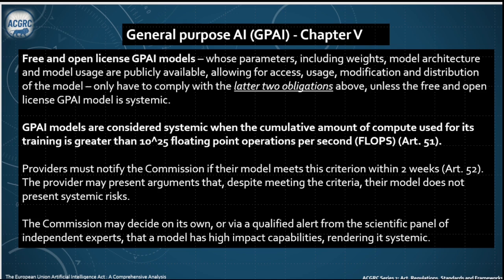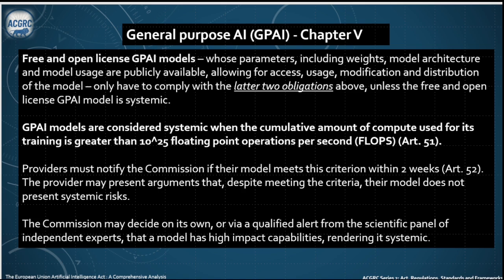Now, what's systemic? We discussed this, but one of the interesting things which I highlighted, we'll come back to: the computing power. GPAI models are considered systemic when the cumulative amount of compute used for its training is greater than 10 to the power 25 floating point operations per second, which is also called FLOPS. Just digest this. Think through where, in any act that you have seen, computing power has been used in an act. This is a game changer in a law, at least from an AI perspective, because that's how AI is perceived.